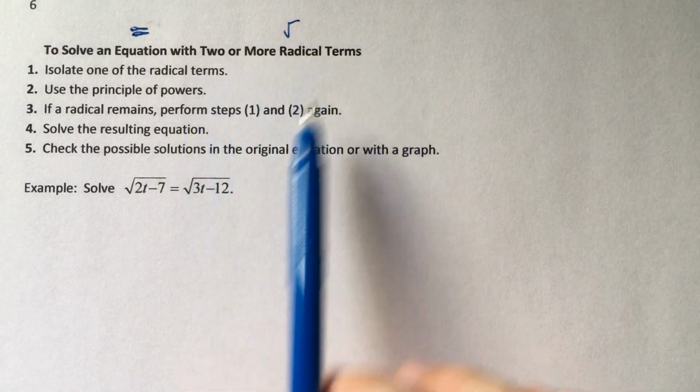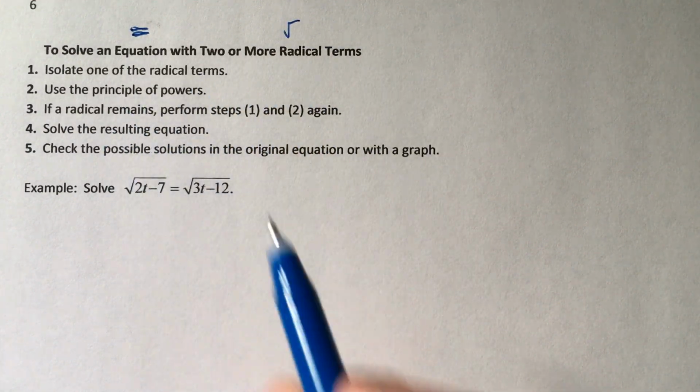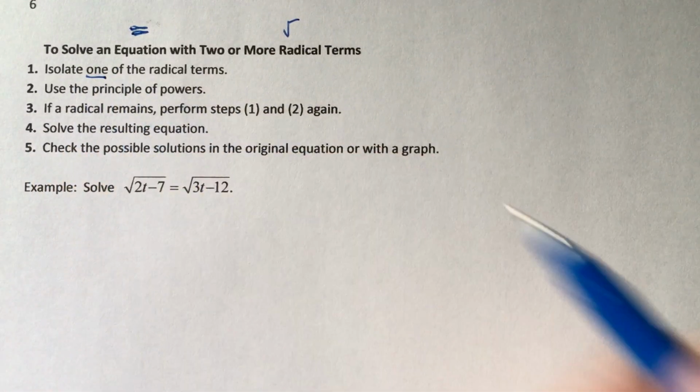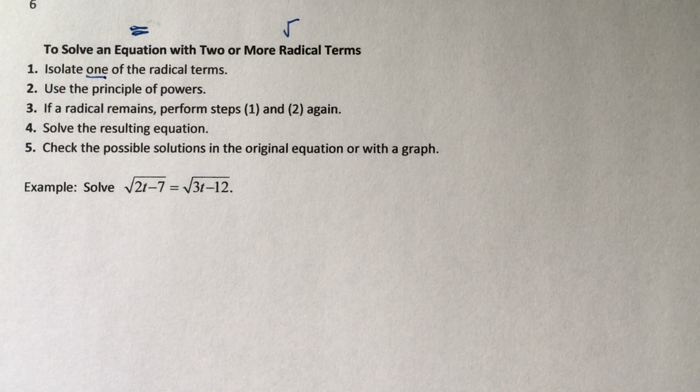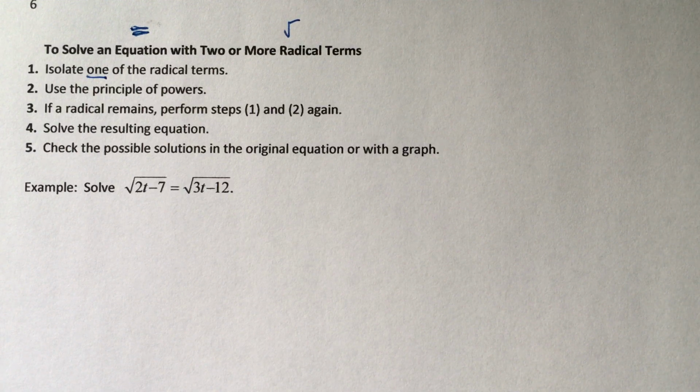In these, since there's two or more, we just need to focus on isolating one of the radicals. So just worry about one side of the equation and getting a square root or cube root alone on one side of the equation. The other side, we just have to leave it and we'll hope for the best. And we'll see that in action in the three examples here.